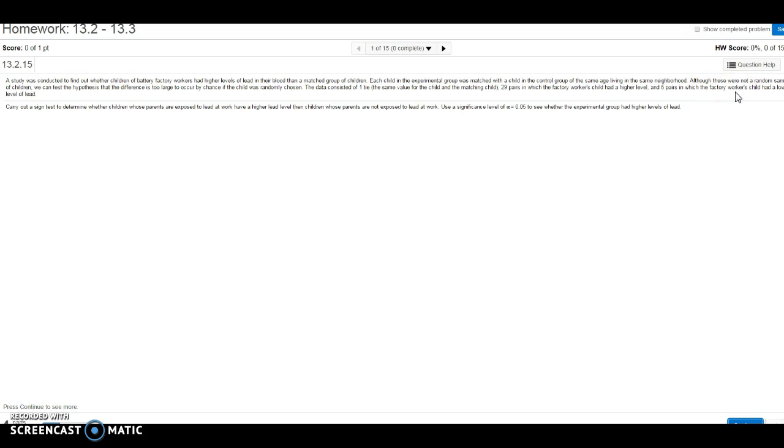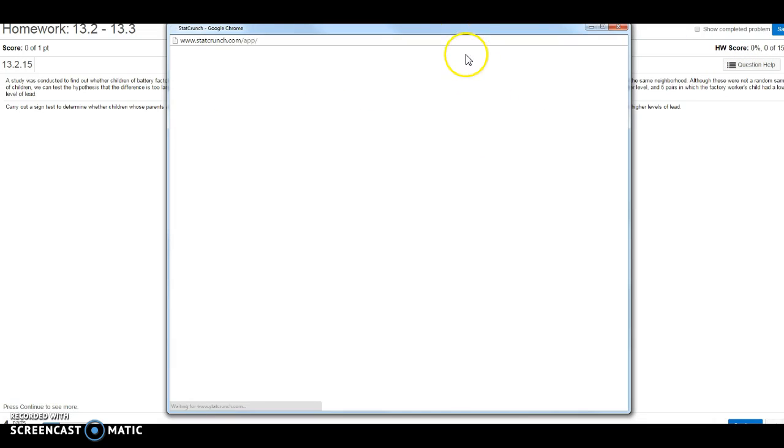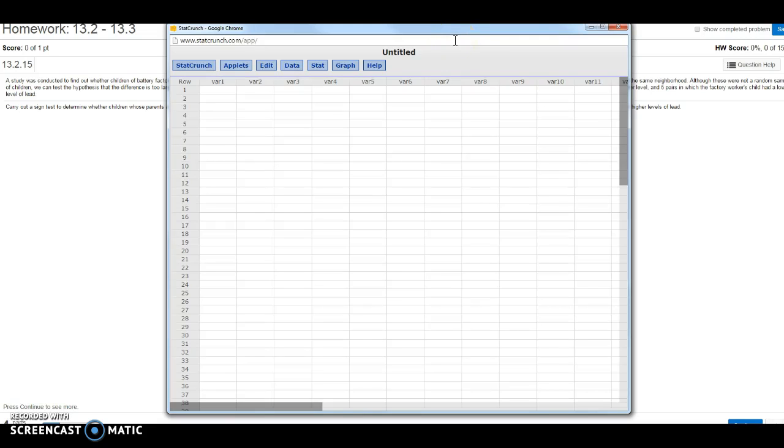When I open StatCrunch, I don't have the differences. I don't have the level values of the control group and the experimental group so that I can subtract them. I just have whether they were higher or lower or tied. But remember, the sign test only relies on the sign of that difference, not what the number is. So a -2 or a -50 is treated the same in the sign test. So I'm able to just put in one tie.